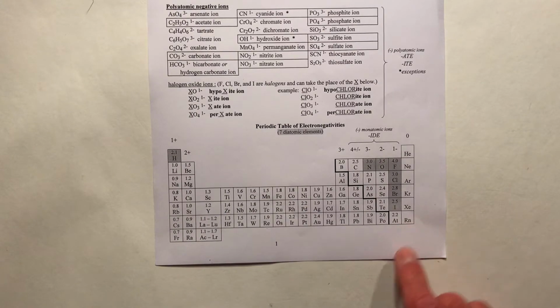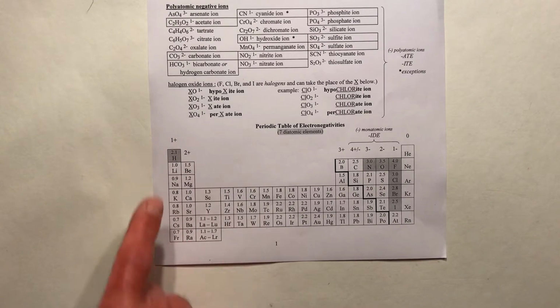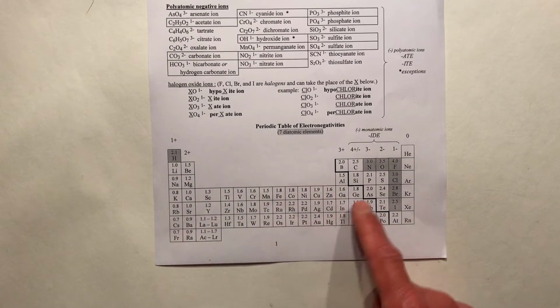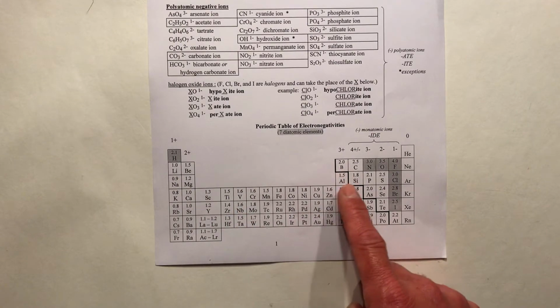So what we can say in general is that as we go up and as we go to the right on the periodic table, we see that electronegativity gets bigger. Now there are some elements that go against that trend, but the general trend is that up and to the right is bigger electronegativity.